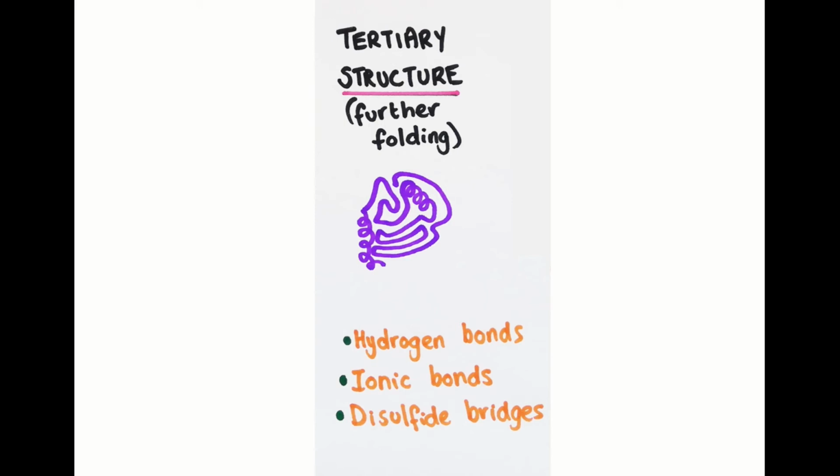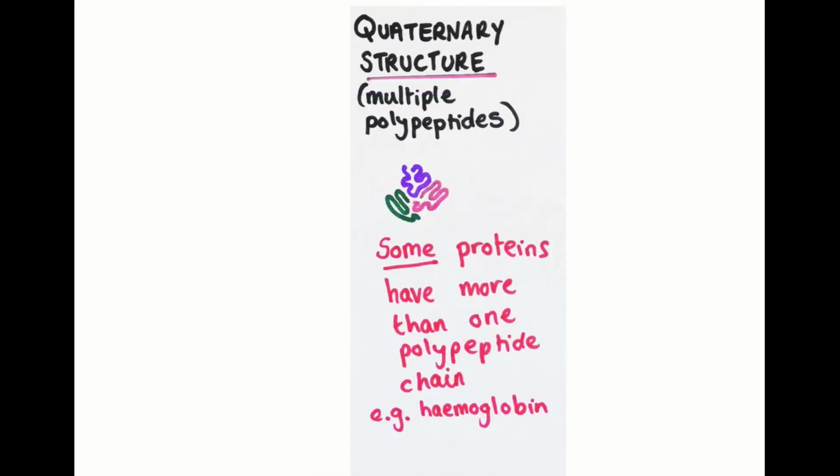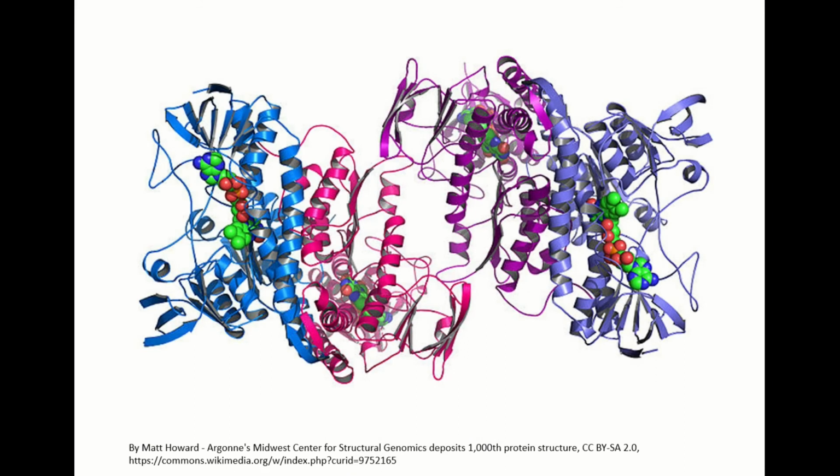But sometimes proteins contain more than one polypeptide chain joined together. Hemoglobin is an example that contains 4 polypeptide chains. If this is the case, we say the protein has a quaternary structure. You will sometimes see a protein represented by a diagram like this. You can see the alpha helix sections and the beta pleated sheets are represented by flat arrows.